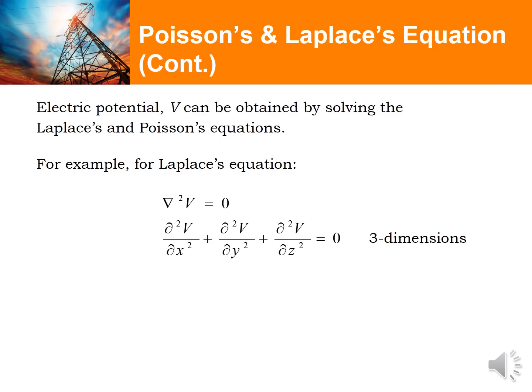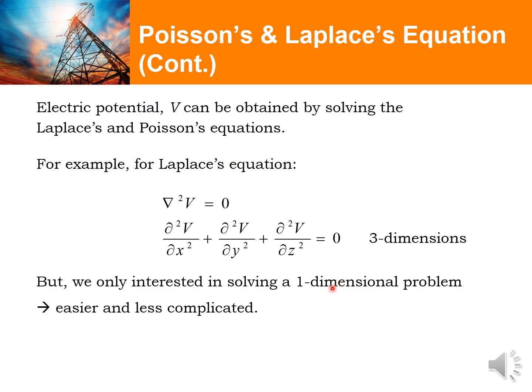We need to determine electric potential based on either Laplace or Poisson equation. Let's suppose we are going to analyze the Laplace equation. Del square V, when expanded, is equivalent to the equation shown in front. This is a case of a three-dimension problem using our Laplacian operator. However, in many cases, a one-dimensional Laplacian operation is also sufficient to be used. It is less complicated and much easier to be processed.